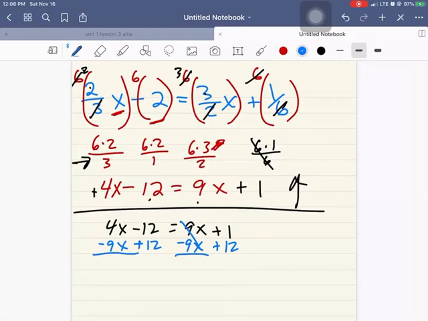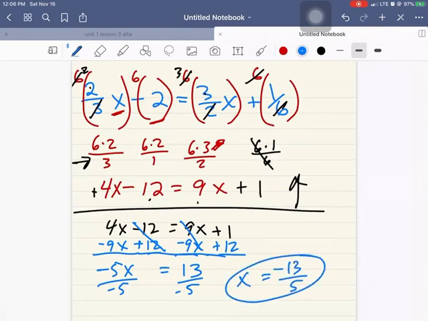So I like to write them vertically underneath each other, and I make sure I'm only crossing out one thing on each side, okay? So this is going to be negative 5x equals 13. And divide by 5. So this is going to be a negative 13 over 5 for that one, okay?